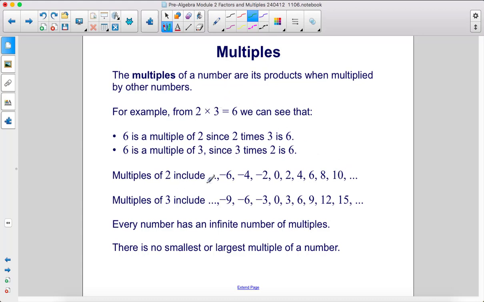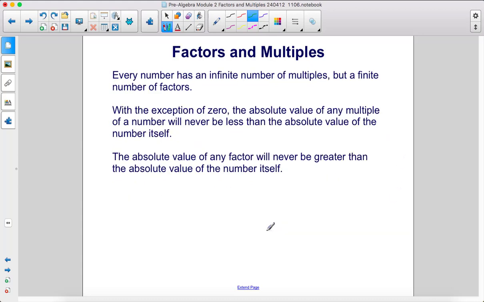So multiples of 2 include -6, -4, -2, 0, 2, 4, 6, 8, 10, and so on, while multiples of 3 include -9, -6, -3, 0, 3, 6, 9, 12, 15, and so on. Every number has an infinite number of multiples. There is no smallest or largest multiple of a number. Every number has an infinite number of multiples, but a finite number of factors.